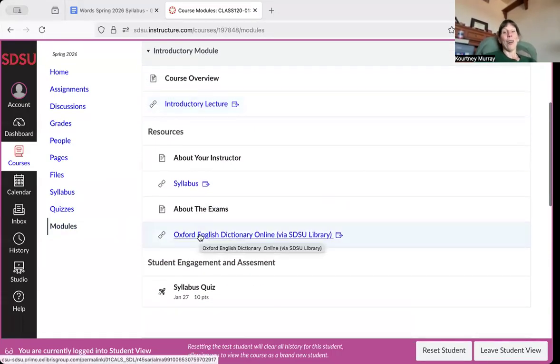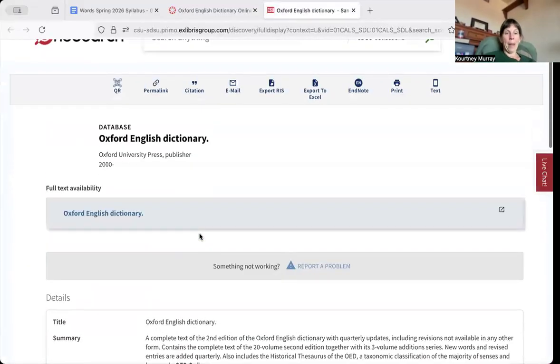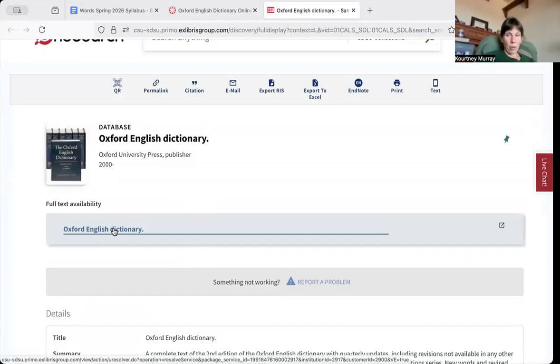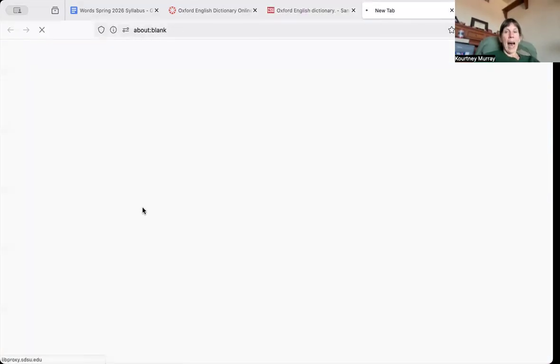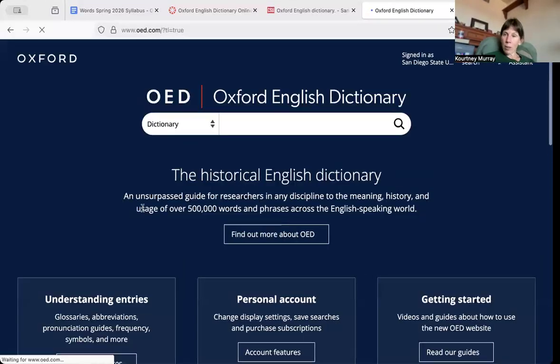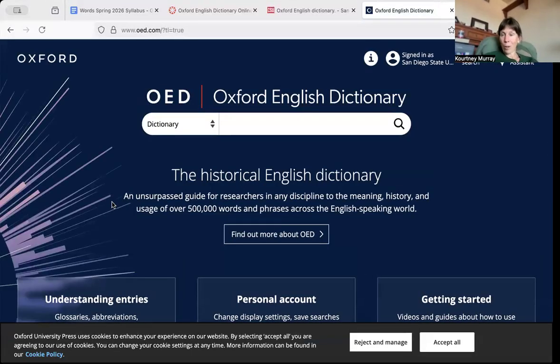Yes. So here is the Oxford English Dictionary. It is a resource that SDSU provides to you for free. And this is just one of my favorite things in the entire world. So when I was your age, the internet was young and digital books were not a thing. So if someone wanted to go consult the Oxford English Dictionary, which is the best dictionary of all time, you had to actually go to the library.